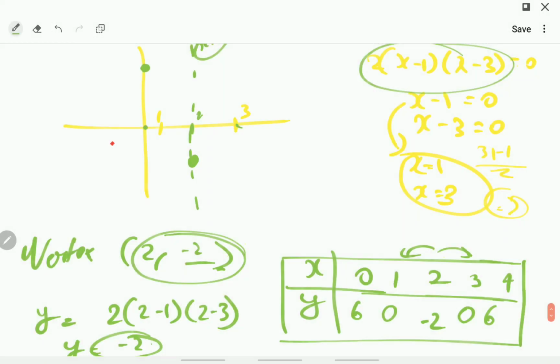When it's 4, it's going to be 6. When it's 1, it's going to be 0. When it's 3, it's going to be 0. See, we got the x-intercept right.